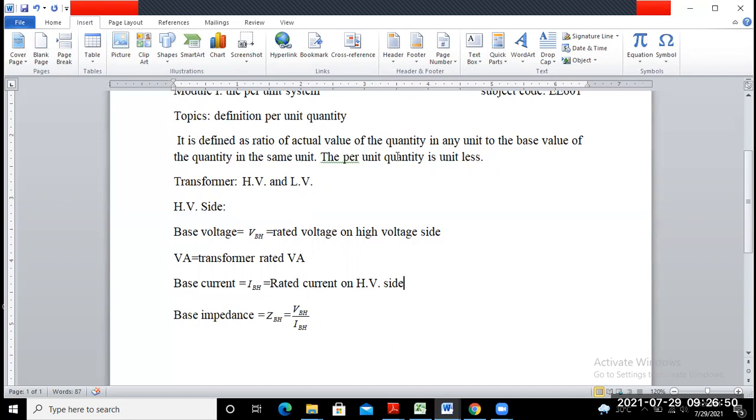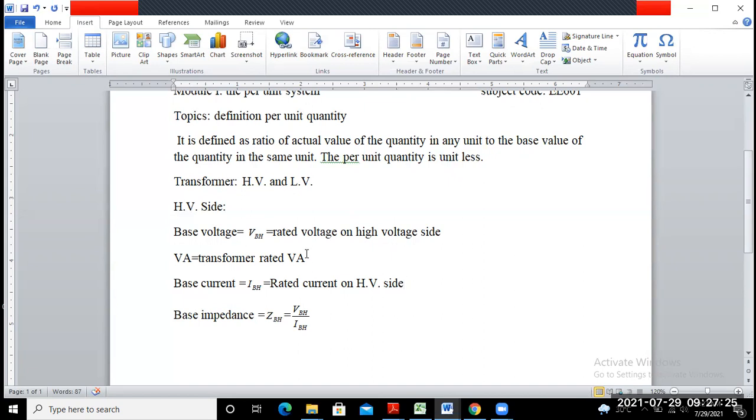So here we want to find out the per unit resistance and reactance of the high voltage side. So we require the base value of impedance of the high voltage side. We already chose the base voltage of the high voltage side, represented by VBH, and the transformer volt ampere rating is given to you. Now the base current is IBH, that means the rated current of the high voltage side. So how can we find out IBH from these two quantities?